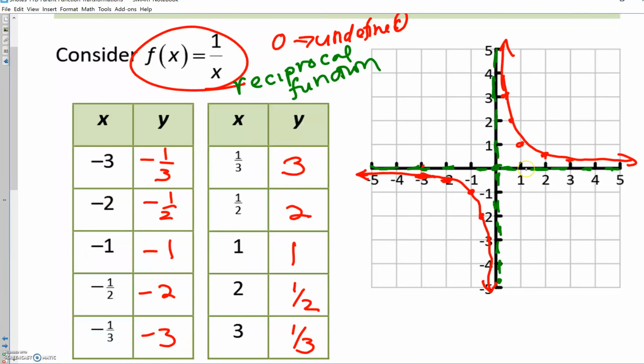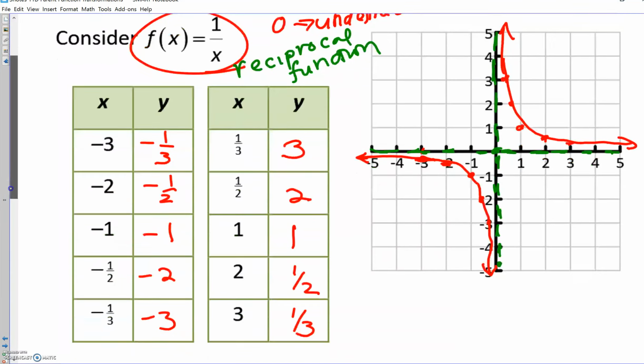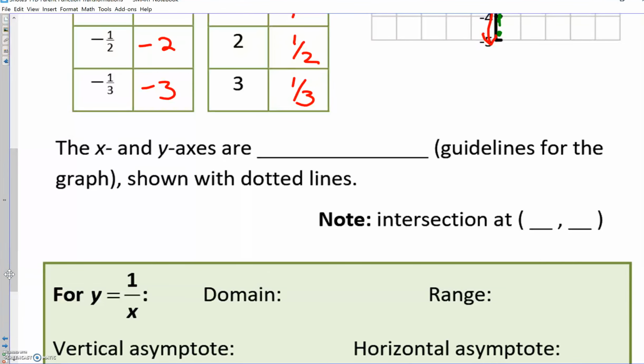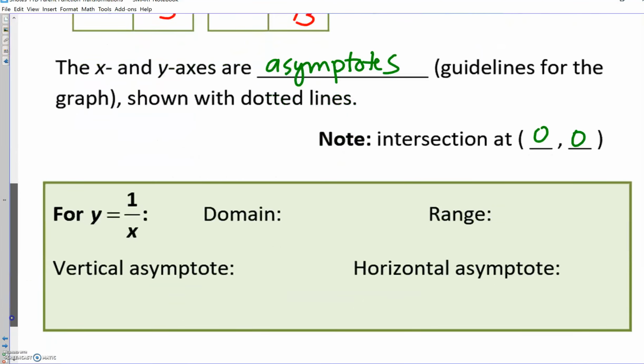And what we're going to do is move those axes when we translate. All right, so here we go. The x and y axes are asymptotes. We had one of those in the log and exponential functions, which are guidelines for the graph, and we show them with dotted lines. So note that the intersection for this one is at 0, 0.